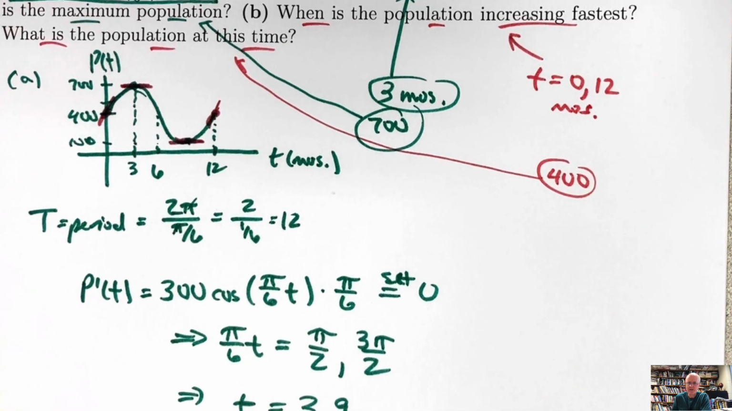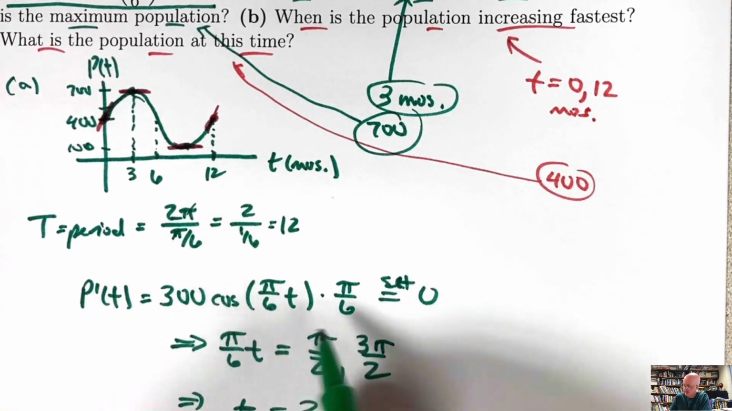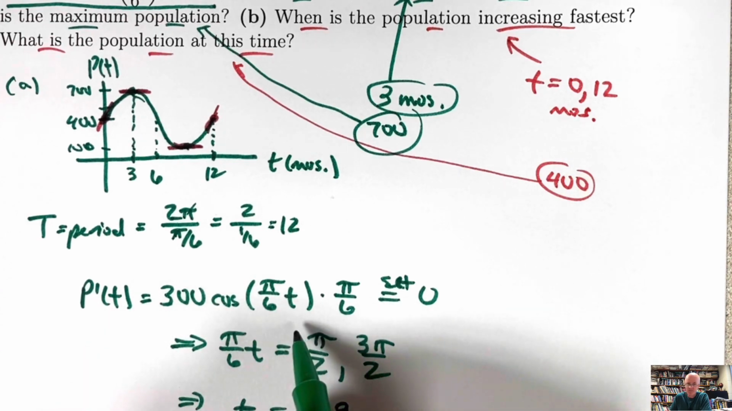Part B, when is the population increasing fastest? You'd want to try to maximize this function by finding where its derivative is biggest. Or you can just think about the graph. It is going to be maximized at t equals 0 and t equals 12.